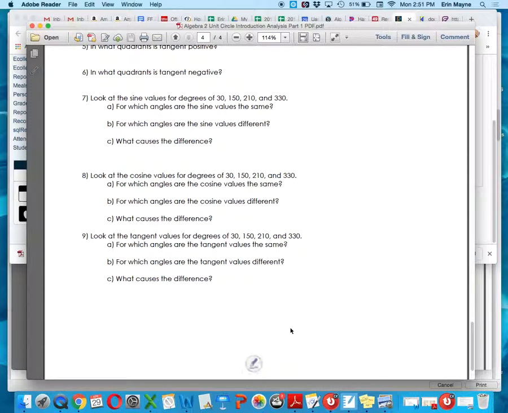Why? And then what caused the difference? Yeah. 150. Wait, I'm sorry, I looked wrong. Like 210. Sorry. The ones that are different? Why are they different? You can look at 210 and you can look at 30. 210. 330. We're talking about that's the sine value.